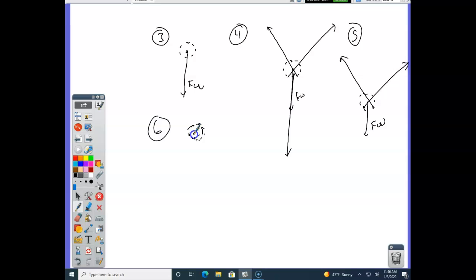A rock sitting on the ground. Mr. Green, rock sitting on the ground. What do you got for me? So the force of weight coming from the center, and then an equal force normal coming from the bottom, going up, should be the same length. You got forces? No. Done. All right, let me try number 7, which is going to start us down a whole other journey.